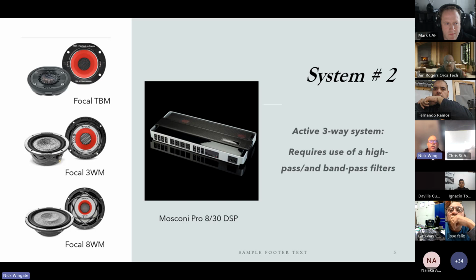You would use a high pass on the TBM tweeter. You would build a band pass for the 3WM, and you would build a band pass for the Focal 8WM. That's where the three-way comes into play.